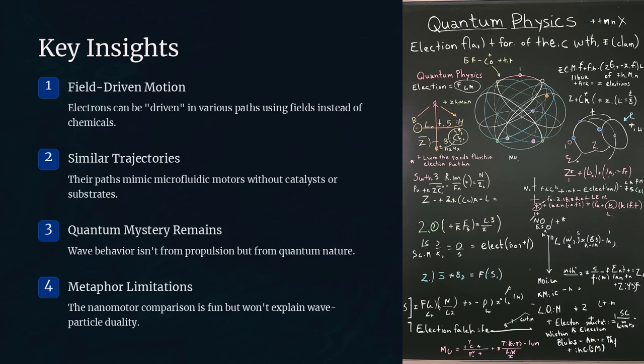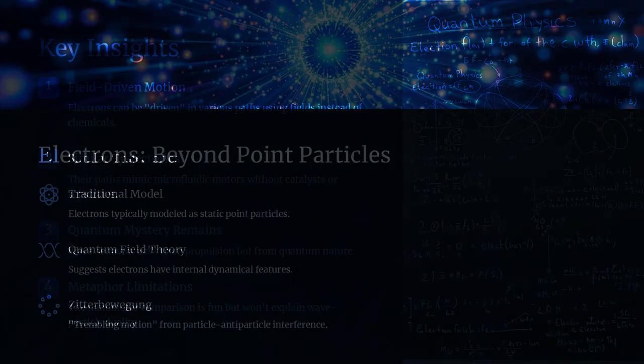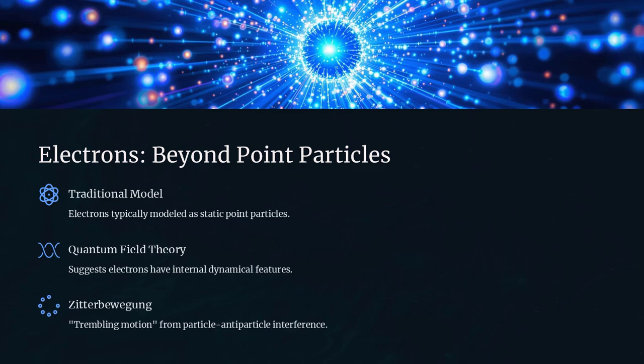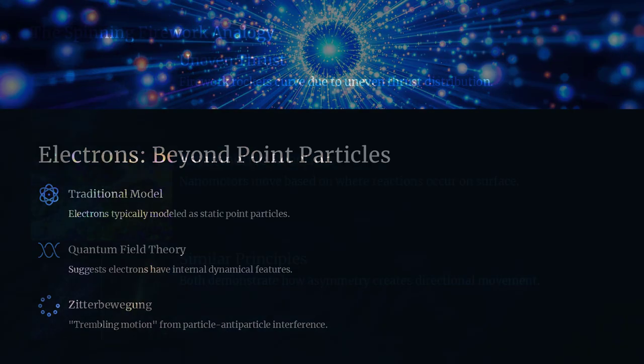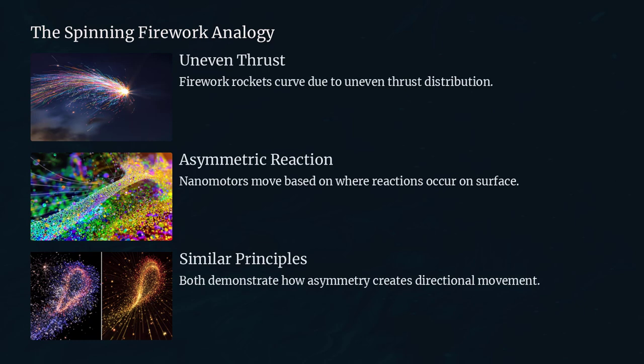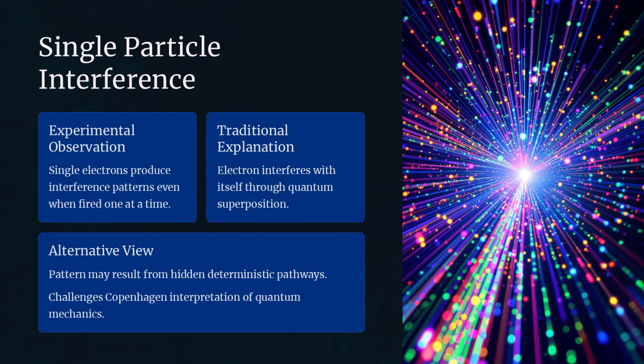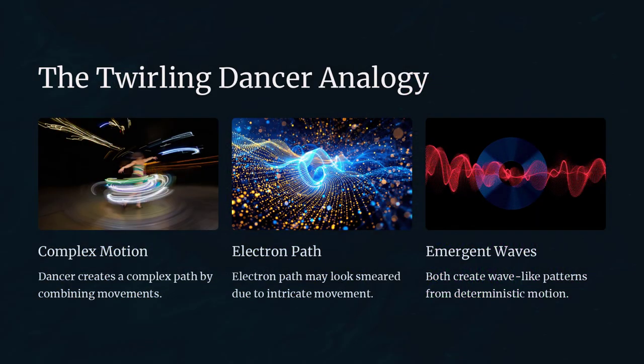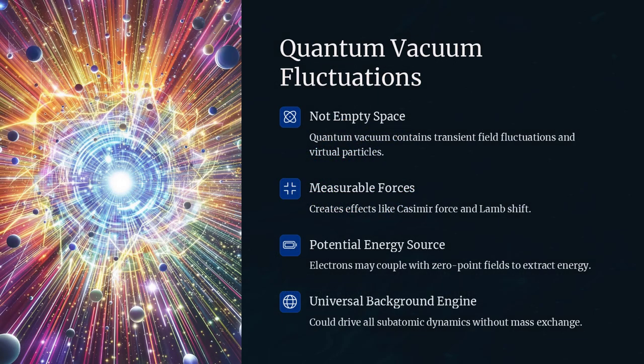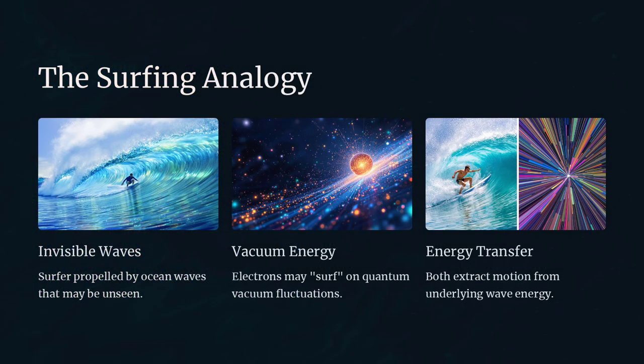With a nanomotor, you dump in chemicals, say hydrogen peroxide, and the motor breaks it down to push itself forward. Electrons have no enzymes or catalysts, but they do carry charge, so their fuel is simply electric and magnetic fields. Apply a voltage, an electric field, and an electron accelerates in a straight line. Insert a magnetic field perpendicular to its motion, and the electron curves into a circle or helix because the Lorentz force keeps tugging it sideways as it moves forward. In essence, the fuel is electromagnetic potential energy, not molecules.